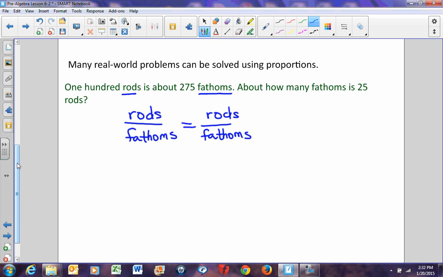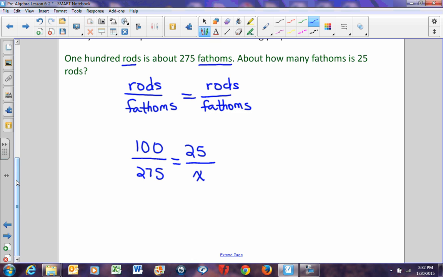Now that I know I'm going to do rods to fathoms, it says 100 rods is about 275 fathoms. About how many fathoms is 25 rods? So 25 rods goes on top. How many fathoms goes on bottom? Just make sure you set your proportion up properly by putting the numbers in the correct places. That's why I always set up my proportion here so that I can look at it and go, okay, which number went on top, which number is supposed to go on bottom. Then again, we'll cross multiply. So we will have 100x equals 25 times 275.